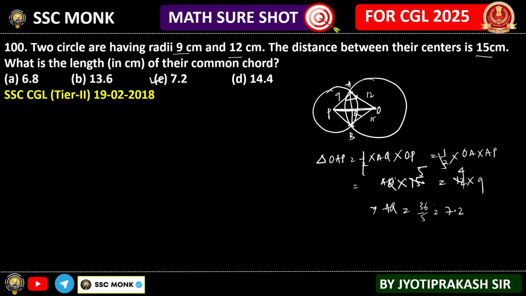So 7.2 centimeter is the length of the chord? No, that's wrong, because AQ is half of that. So it should be double of this. So multiply by 2, because we are finding AB. So 2 into 7.2 is equal to 14.4 centimeter. Because you are in a hurry to answer the question, that does not mean you should mark the wrong answer.